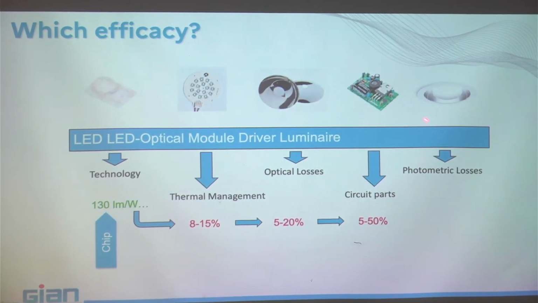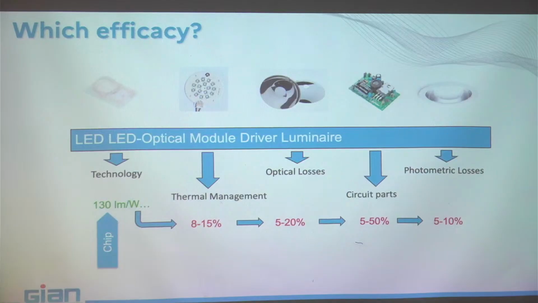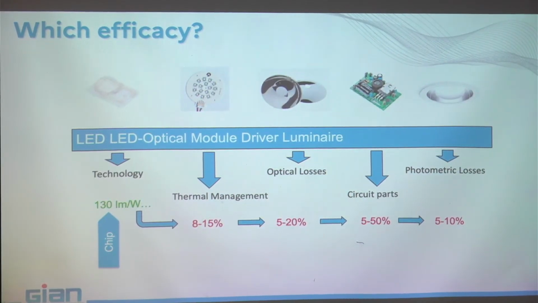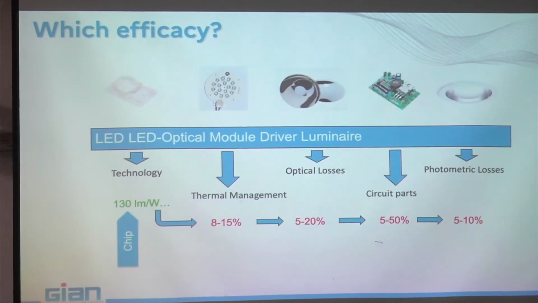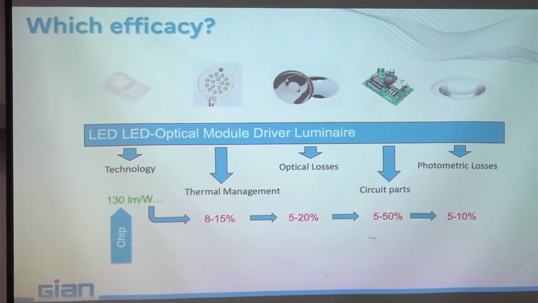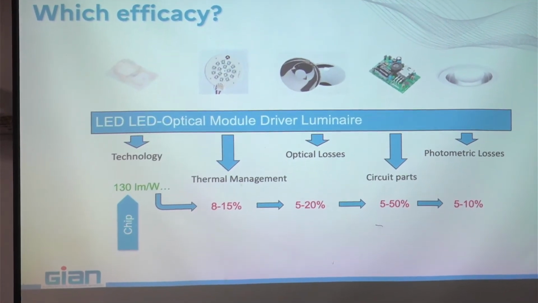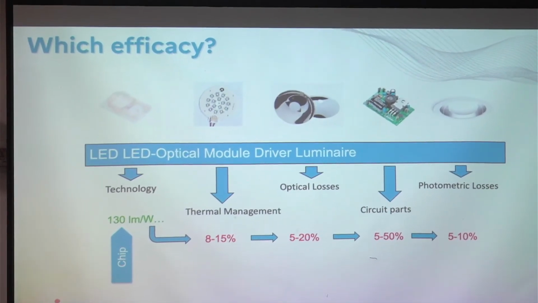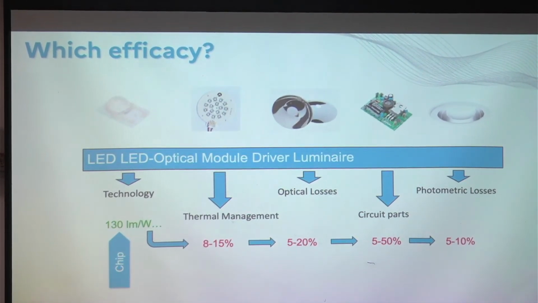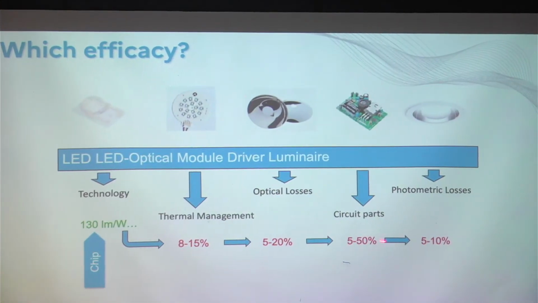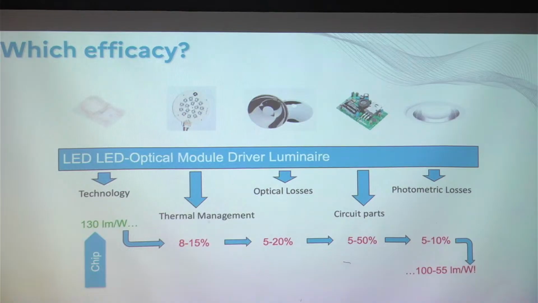And finally, all that is inside a fixture, like here. We'll discuss fixtures tomorrow. And a part of the light is blocked inside the fixture. A very good fixture has photometric losses in the order of 5 to 10%. Now, if you start from here and you apply those values in cascade, you will find that the wall plug efficacy of the system will be something between 100 and 55 lumen per watt.